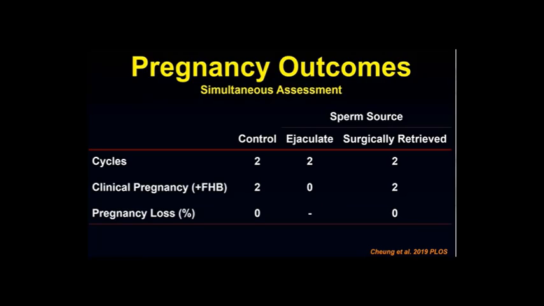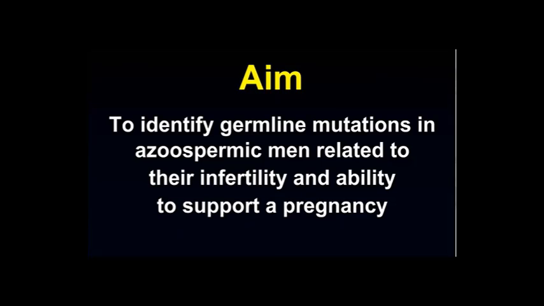Moreover, while there were no pregnancies resulting from these patients' cycles using ejaculated spermatozoa, cycles using their testicular spermatozoa resulted in successful clinical pregnancies. So, while this assessment was done on a limited number of observations, the findings evidence that surgically retrieved specimens are safe to use. In the current study, our aim is to sequence spermatozoal DNA from azoospermic men to identify germline mutations related to the etiology of their infertility and ability to support a pregnancy.